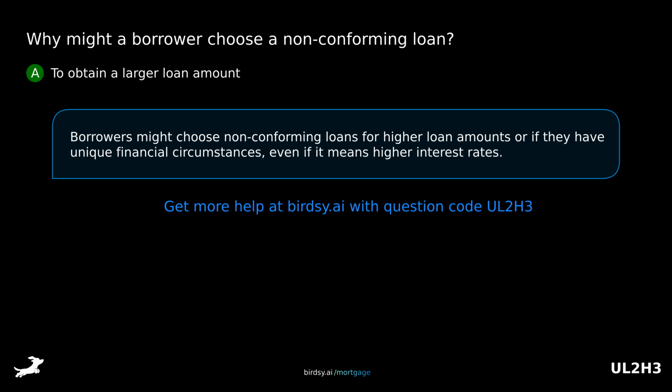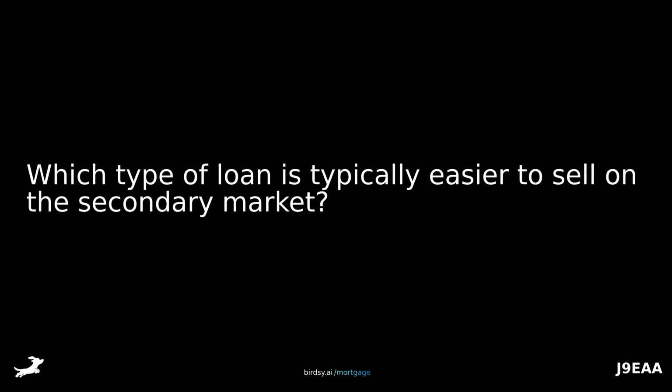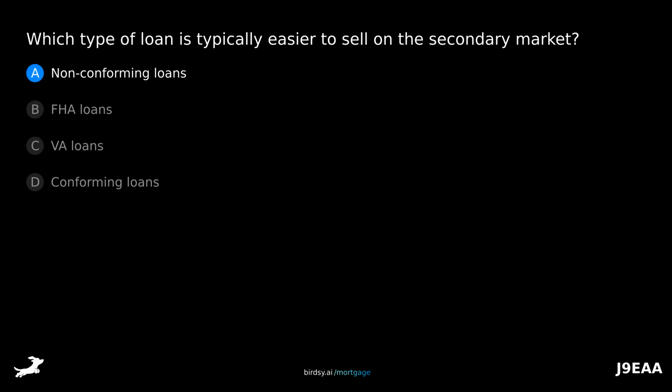Borrowers might choose non-conforming loans for higher loan amounts, or if they have unique financial circumstances, even if it means higher interest rates. Which type of loan is typically easier to sell on the secondary market? Is it A, non-conforming loans, B, FHA loans, C, VA loans, or D, conforming loans? The answer is D, conforming loans.